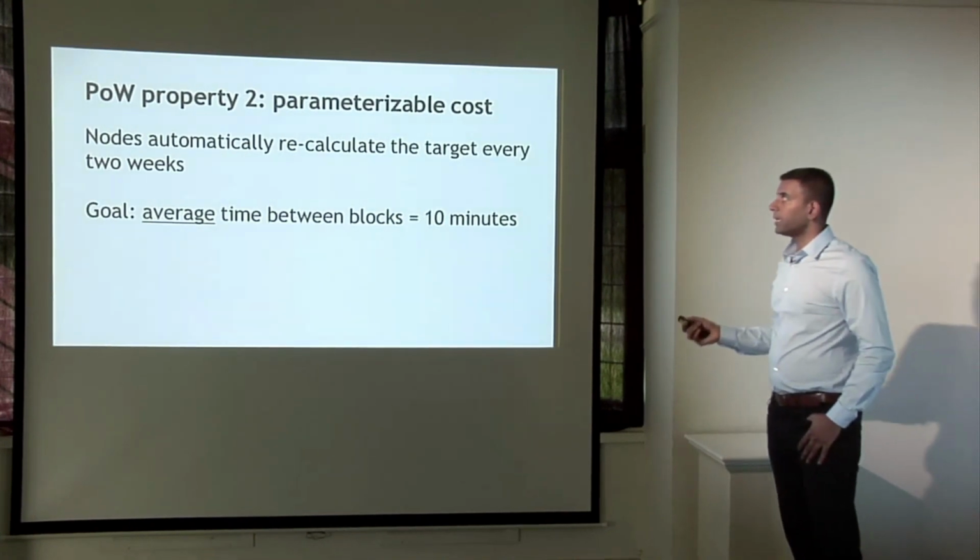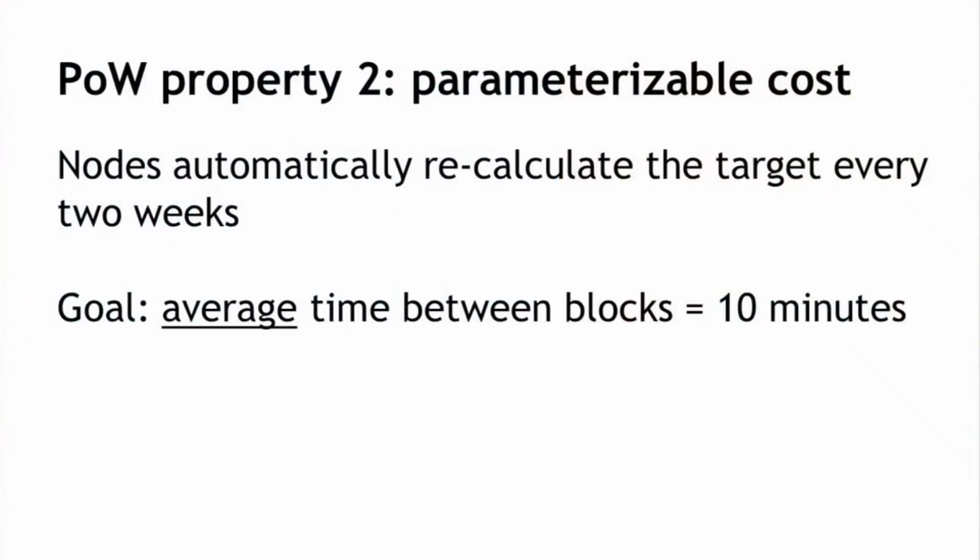The second property is that we want this cost to be parameterizable. It's not a cost that is fixed over all time. And the way that that's accomplished is that all the nodes in the Bitcoin peer-to-peer network will automatically recalculate the target, that is the size of the target space as a fraction of the output space, every 2 weeks. And they do it in such a way that they maintain this invariant, which is that the average time between any 2 successive blocks produced globally in the overall Bitcoin network is about 10 minutes.